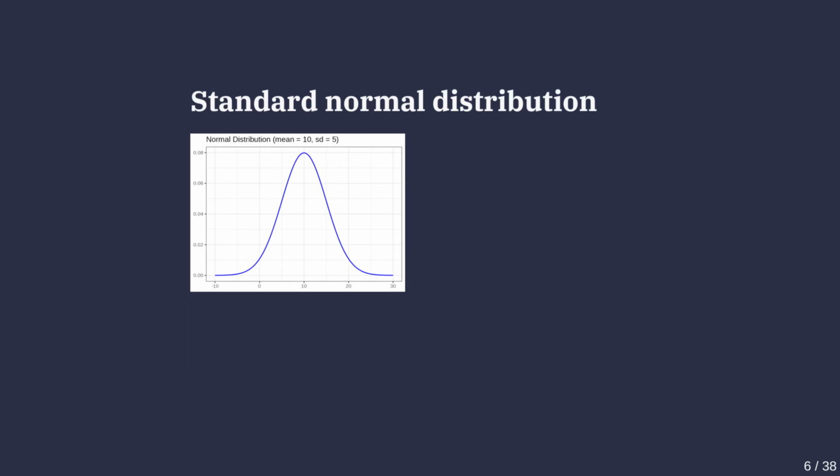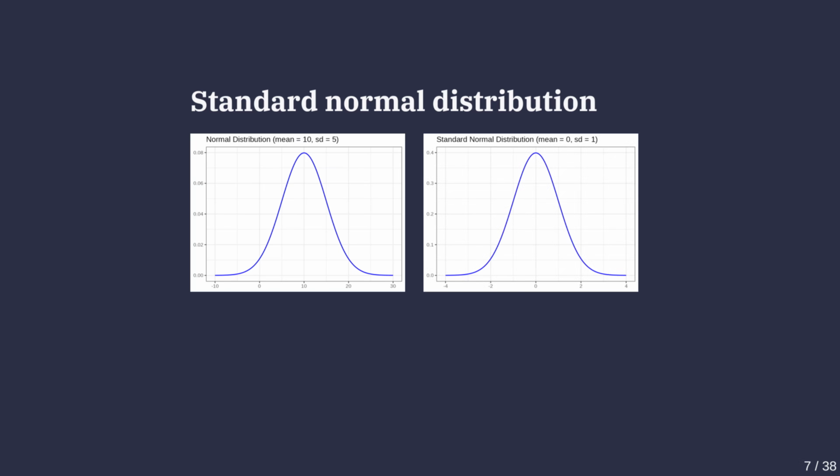Every normal distribution is described using two key numbers: its mean, which is the center of the curve, and its standard deviation, which controls the spread. The plot we see here has a mean of 10 and a standard deviation of 5. On the right hand side, we see a normal distribution with a mean of 0 and standard deviation of 1. This is a special type of normal distribution called the standard normal distribution. It is important to note that both distributions have the same shape, but the axes have different scales.